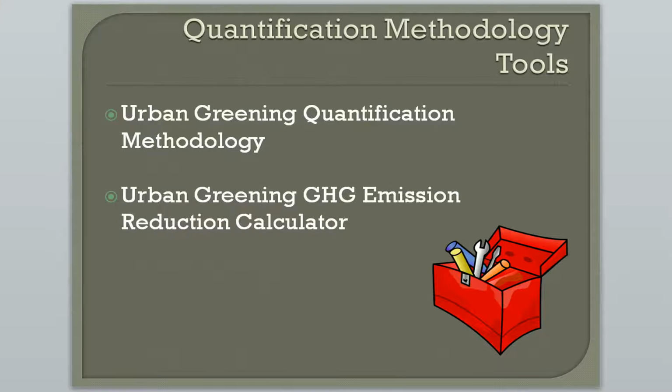The Air Resources Board developed 2 QM tools to aid applicants in determining their project's net GHG benefit: the Urban Greening Quantification Methodology, which is a PDF document, and the Urban Greening GHG Emission Reduction Calculator. A link to these tools is found on page 2 and Appendix B in the grant guidelines.